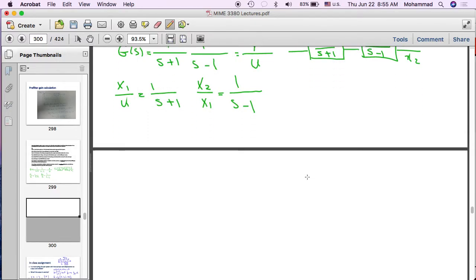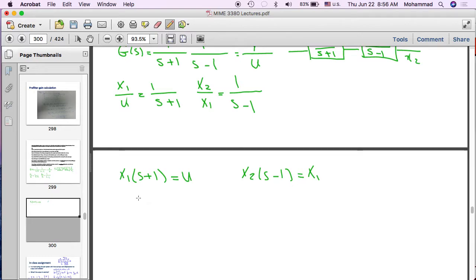Okay, so that means we usually go from a differential equation to the Laplace domain to create state space, but you can equally go in the reverse direction. What do I mean by that? I mean this is x1 times s plus 1 equals u, and the next equation is x2 times s minus 1 equals x1. Right? This is you just multiply that.